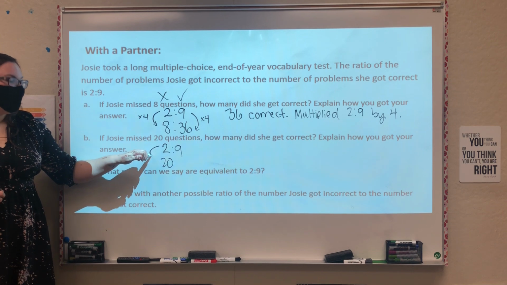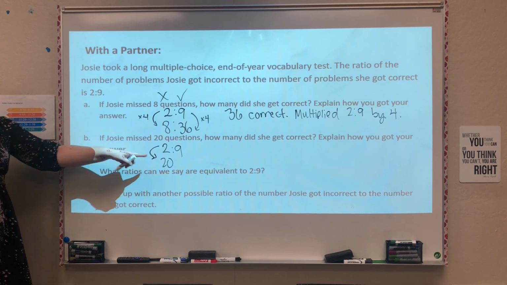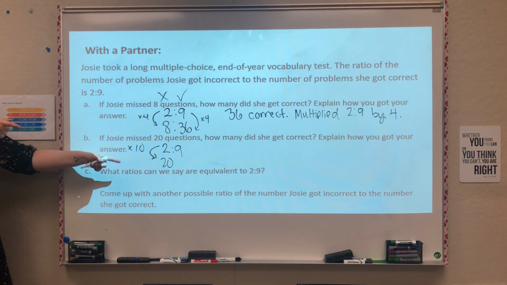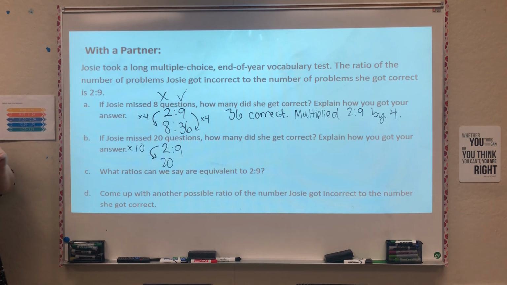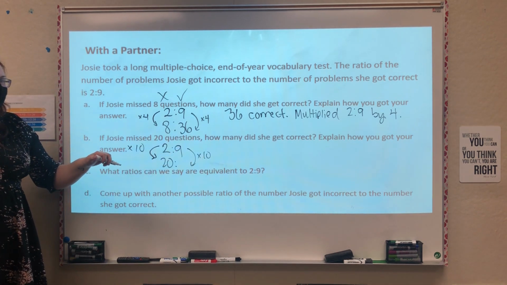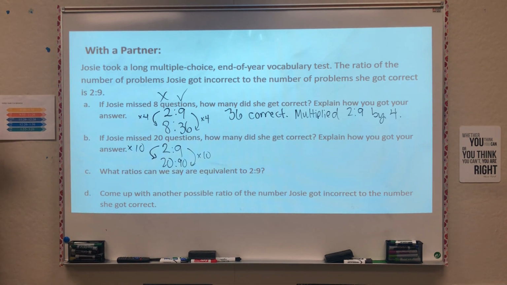We divide 20 by 2. 10. Oh, I bet that's why you keep telling me division, because you're dividing to figure out what we need to multiply by. Nice. So if you don't know what that number is, we'll divide 20 by 2 to get 10, and then we can see 2 times 10 gives us 20. How does that help us out? So 9 times 10. 90. How many did she get correct? 90 questions. And again, if I asked you to explain, it's going to be real similar to what you did in part A.